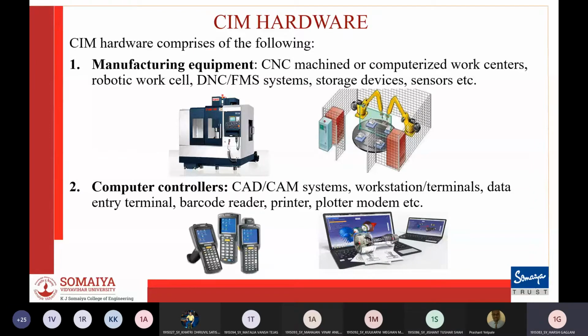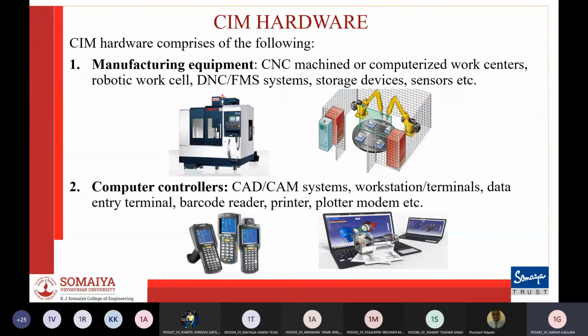So the first is the manufacturing equipments used as hardware, which here comes along with CNC machine, which is computer numerical control machine, which helps us to make parts of certain metals and other things when we load the design in it. There are work cells, robotic work cells, which help us to manufacture the things. There is DNC, which is direct numerical control, and FMS systems, which is flexible manufacturing system, storage device, sensor, etc.